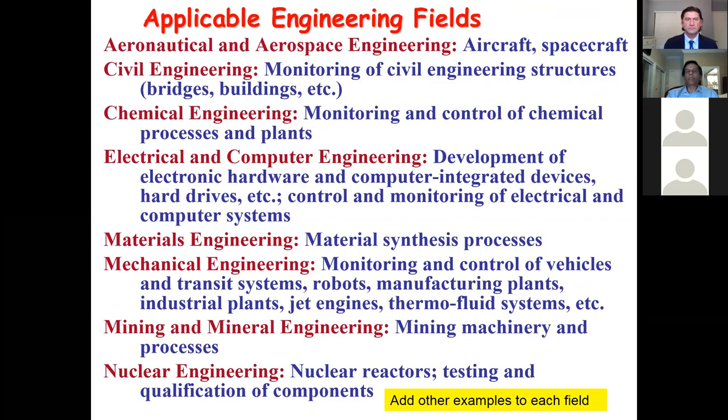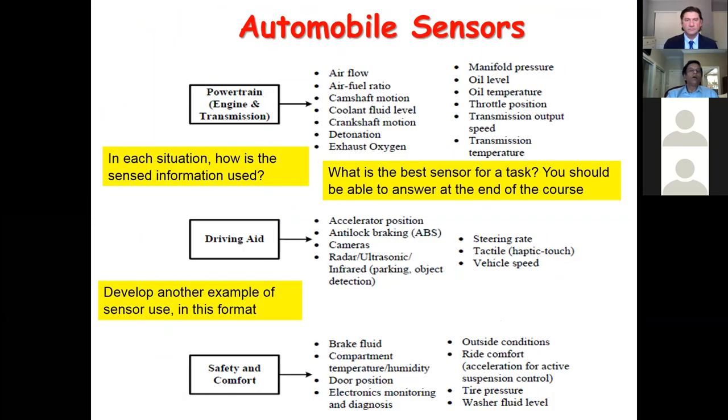Then applications, there are many application areas. I'm not going to go into details of these. You can think about a car, for example. Many things you can sense. I have grouped them into different categories. If you can sense all these things, you can operate the car better. And modern cars sense many of these things.